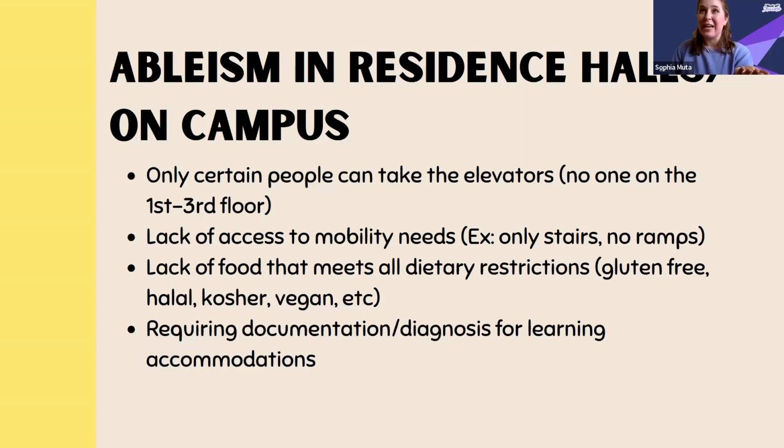Another example is lack of access to mobility needs. Maybe there's a building on your campus that is full of stairs. To be very honest, my building is almost solely stairs. So individuals who get a non-apparent disability or an apparent disability throughout the year struggle to get through the building, or maybe they notice a lot more that it's harder to get through the building because of all the stairs. Another example is a lack of food that meets all dietary restrictions.